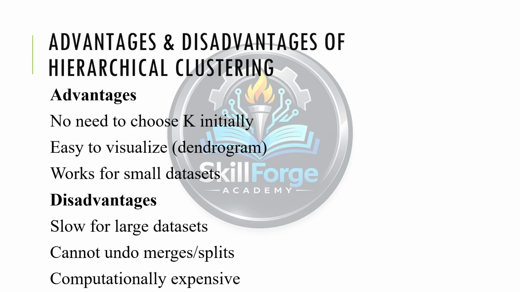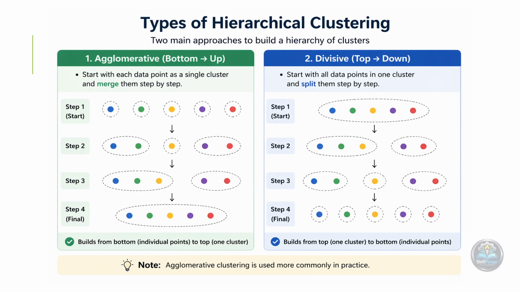Now we'll try to understand things in a better way. Here you can see there are two types of hierarchical clustering, agglomerative and divisive. On the left side, we start with each data point as its own cluster. In step 1, all points are separate. Then in each step, the closest clusters are merged together. In steps 2 and 3, you will see that clusters keep merging. Finally, all points become one large cluster, and this is called the bottom-up approach.